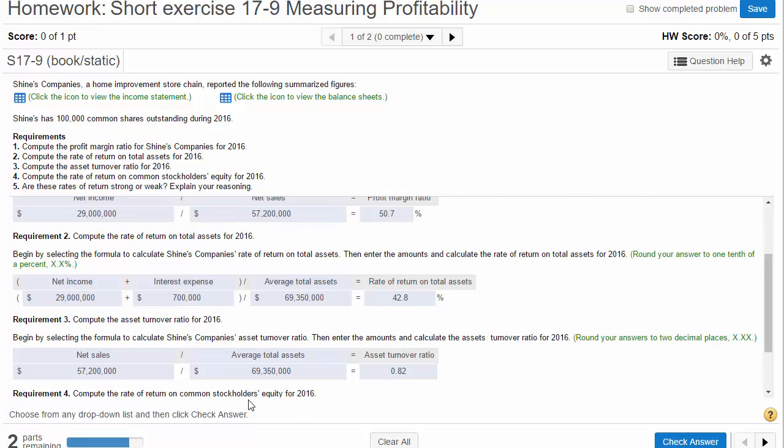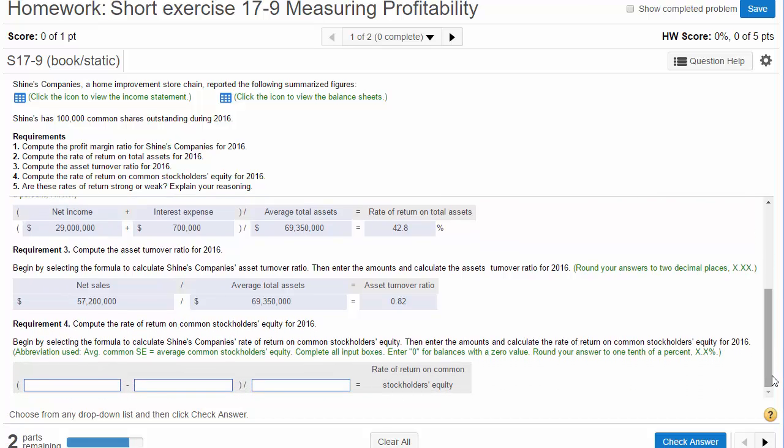So what this means is for every dollar of the item on the bottom, so for every dollar of assets, we're getting 82 cents of net sales. So now we're going to continue this problem after another video. So we will come back to this.